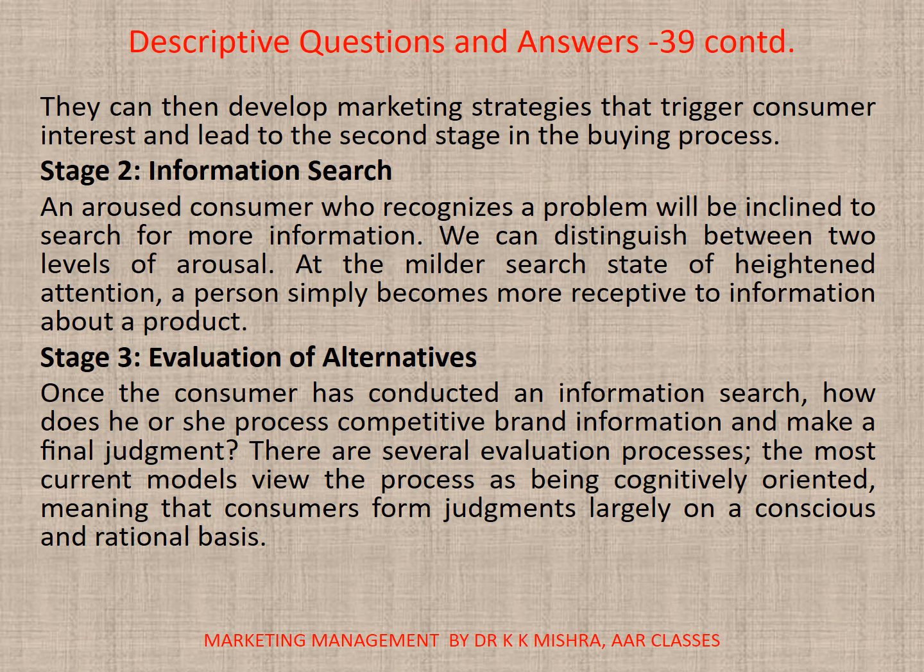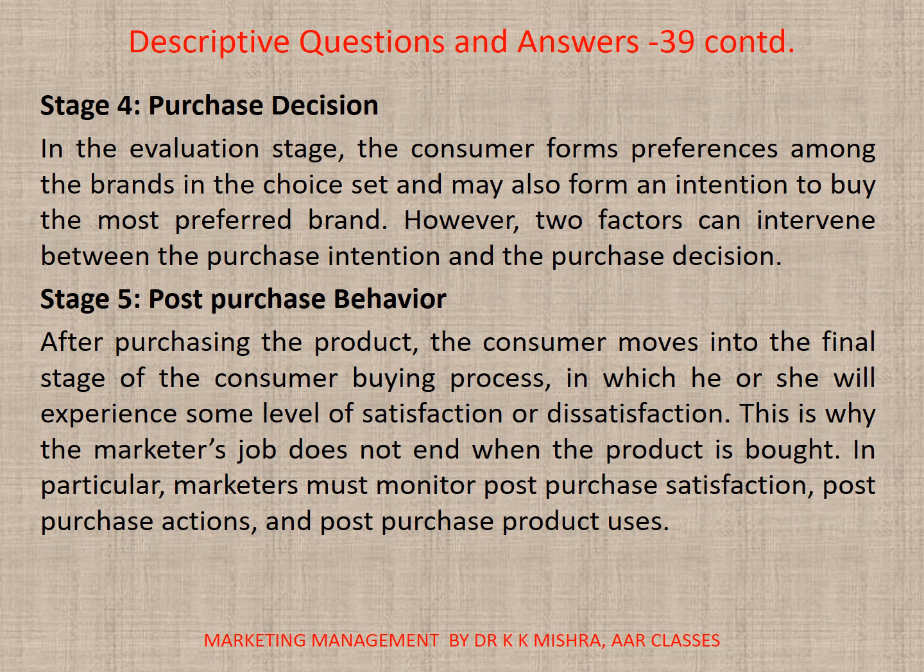At the milder search state of lightened attention, a person simply becomes more receptive to information about a product. Then evaluation of alternatives. Once the consumer has conducted an information search, how does he or she process competitive brand information and make a final judgment? There are several evaluation processes. The most current models view the process as being cognitively oriented, meaning that consumers form judgments largely on a conscious and rational basis. 4. Purchase decision.